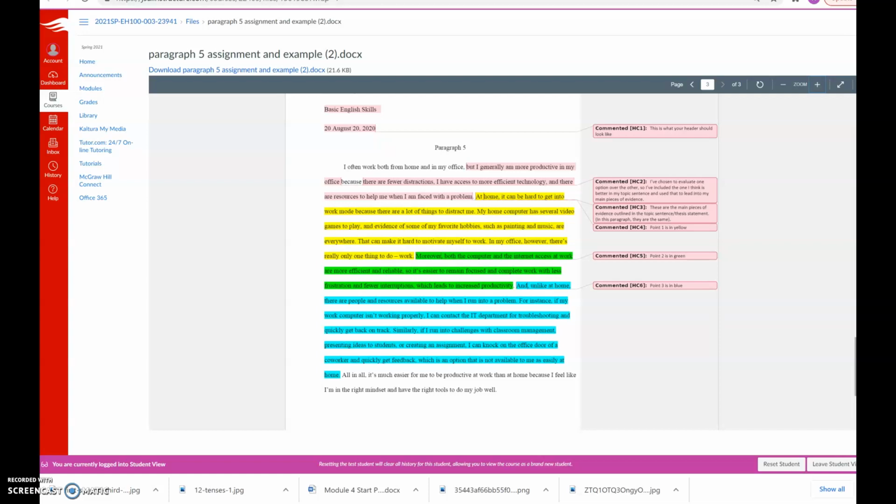And the third one is resources to help me when there's a problem. So I'm going to again compare those side by side.